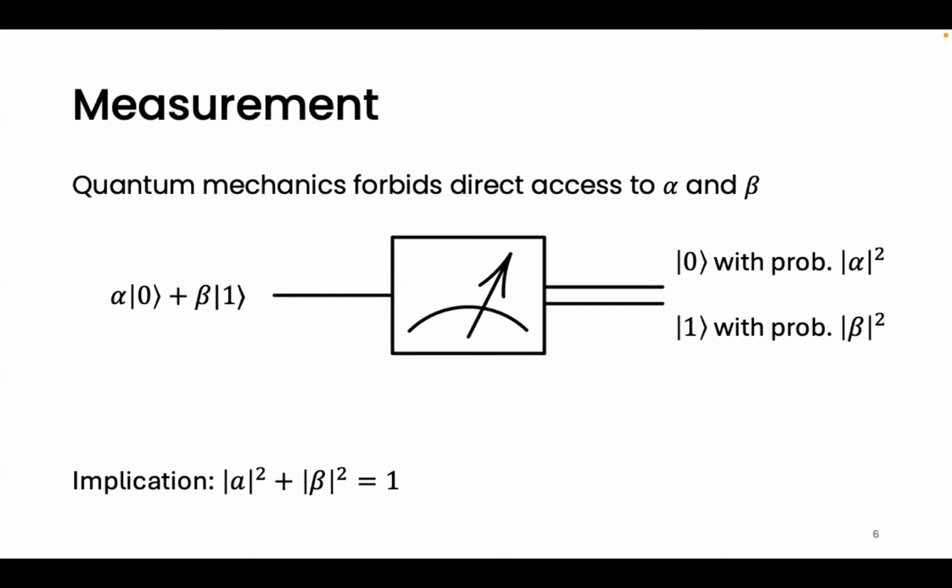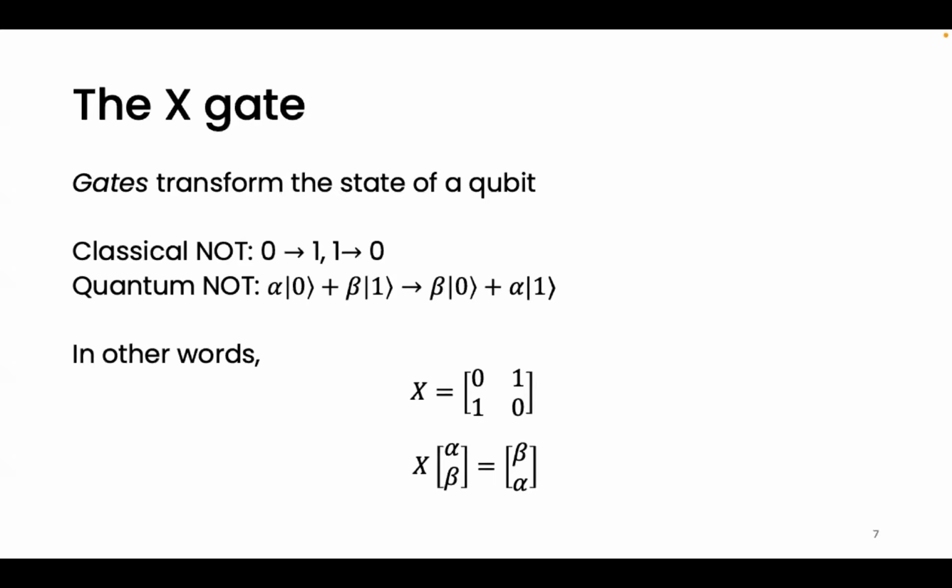It gives us either 0 or 1 with probability that is associated with the coefficient in front of that in our state. Okay, in order to transform the state, we apply gates. One gate that is pretty easy to understand is the X gate. This is like the quantum analog of the NOT in classical computing. The classical NOT sends 0 to 1 and 1 to 0, and the quantum NOT is a generalization of that. It sends alpha ket 0 plus beta ket 1 to beta ket 0 plus alpha ket 1. You can verify on 0 and 1 that it behaves as we expect, and then we linearly generalize that.